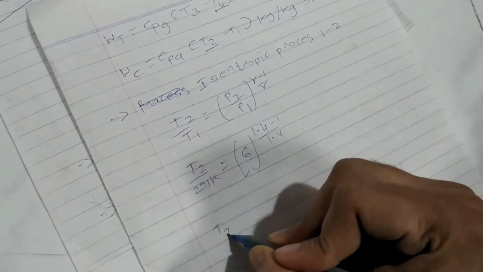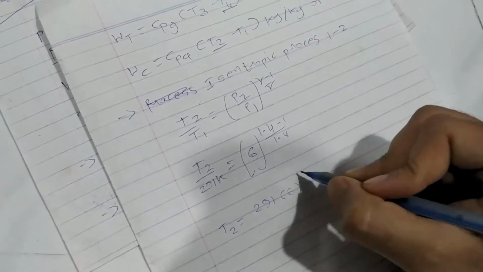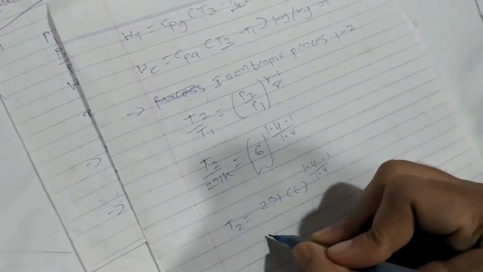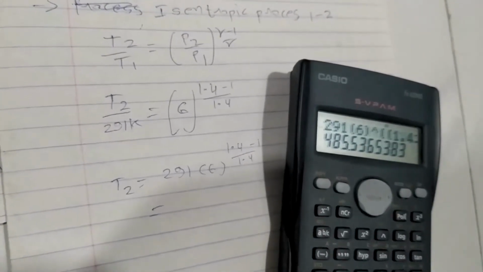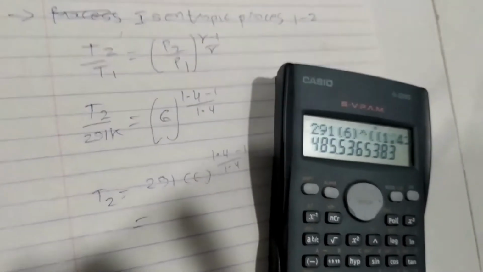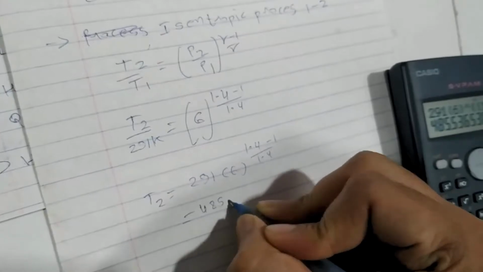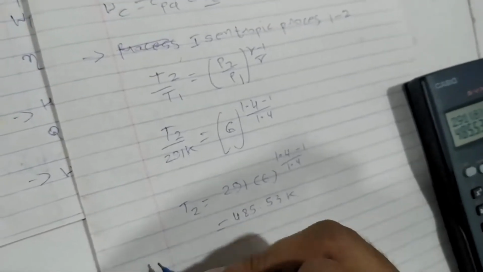So I can write this equation as 291 into 6 raised to 1.4 minus 1 upon 1.4. Now you have to use your calculator. As you can see here, I have got the answer 485.53. So I will simply write the answer 485.53 Kelvin. This is temperature T2.